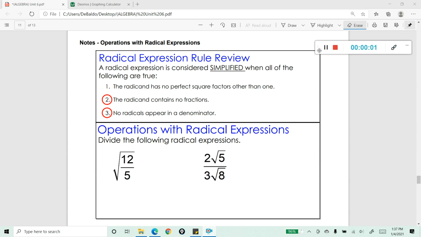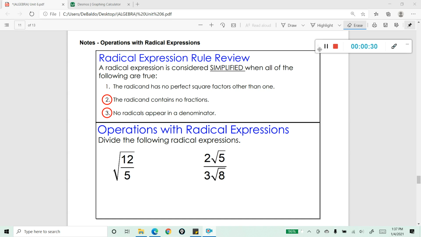In this lesson, we're going to continue talking about operations with radical expressions, but this time we're going to be talking about the operation of division. And we've already reviewed those 3 bullet points where a radical expression is considered simplified. We've already talked about number 1 in the last section, and that was when the radicand had no perfect square factors other than 1. Today we're going to be focusing on bullet points 2 and 3.